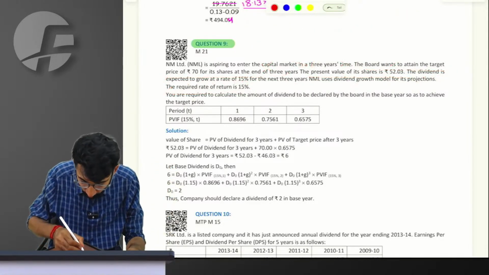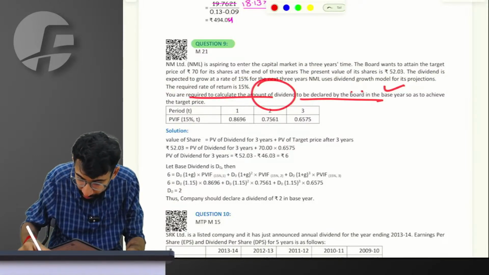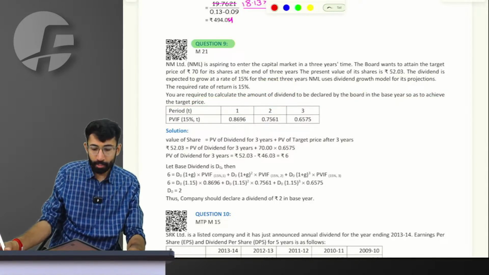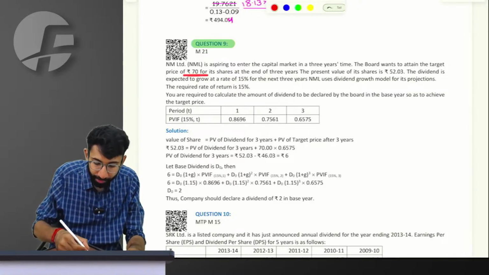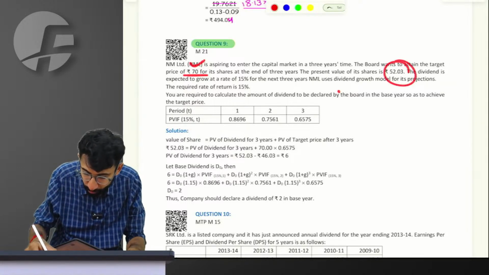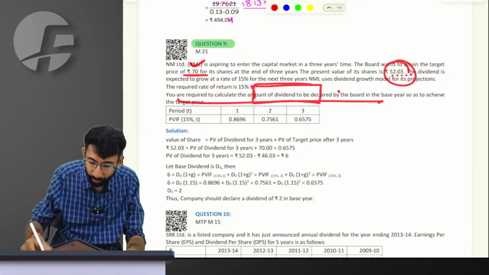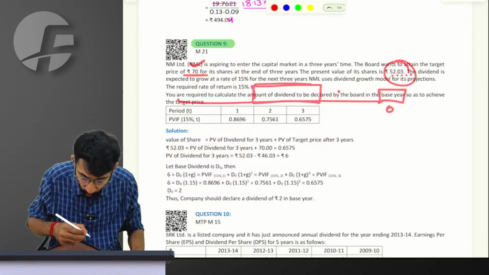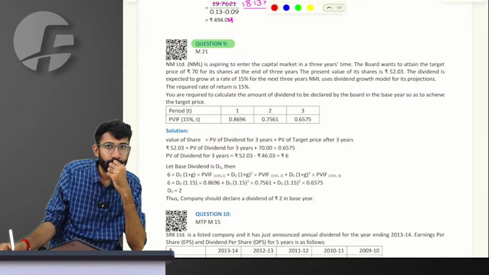You are required to calculate the amount of dividend to be declared by the board in the base year so as to achieve the target price. If you want to achieve the target price of 70 at the end of the third year, where the price of 52 is already there today, how much dividend should I declare in the base year, which means today? Sir, this question feels incomplete. Think, think.